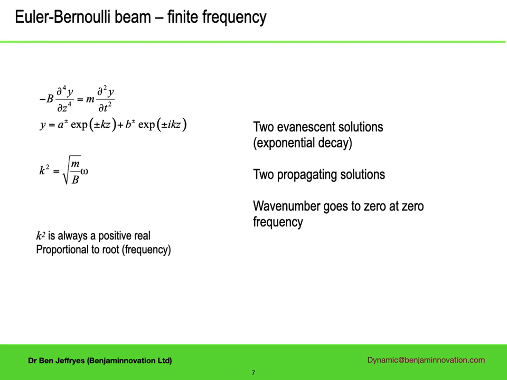We will start with the solution for a constant cross-section beam. As is well known, the 4 linearly independent solutions to this may be split into 2 evanescent solutions, ones which decay exponentially, and 2 propagating harmonic solutions. The wave number is proportional to root frequency, which means that the wave number goes to 0 at 0 frequency.